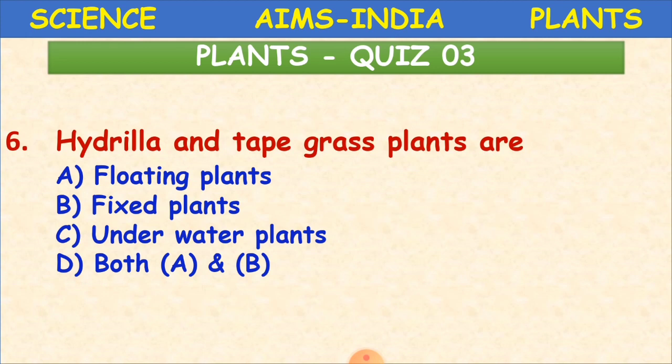And the next question is, hydrilla and tape grass plants are. What are they? Are they floating plants, fixed plants, underwater plants, or both A and B? So which is the correct answer, children? Yes, underwater plants. Hydrilla and tape grass plants are underwater plants.